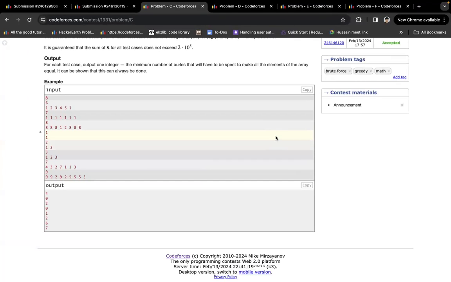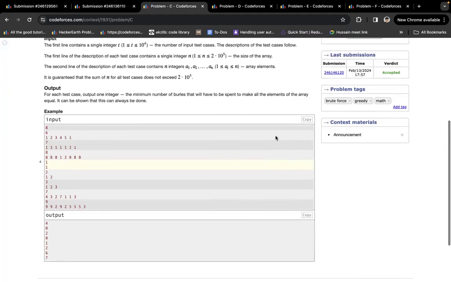Yes, exactly. There are two possibilities: A0 is equal to An-1 and A0 is not equal to An-1. Put a yes in the chat, guys, if this much is clear. Yes. Okay. So if this much is clear.